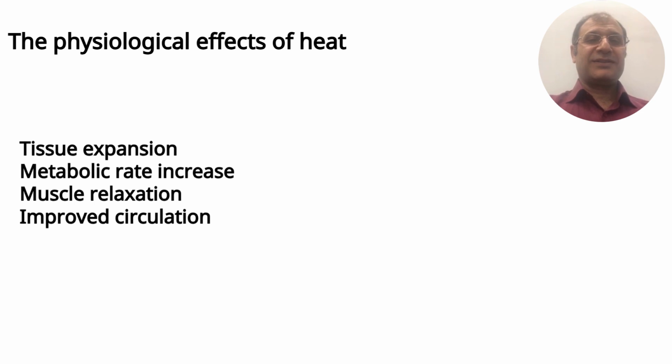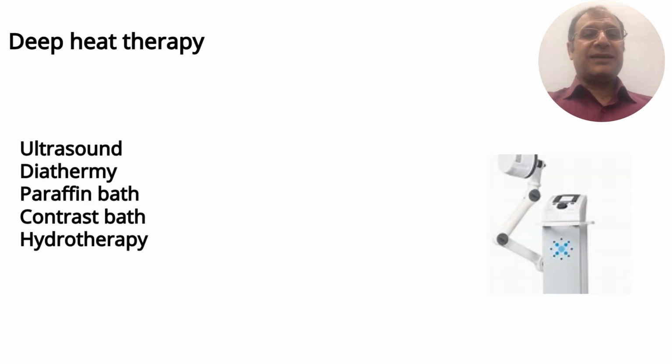The hypothalamus acts as the body's thermostat, regulating temperature by controlling blood flow, sweating, and shivering. Blood vessels expand, which is known as vasodilation, to release heat, and constrict, which is known as vasoconstriction, to conserve heat. Deep heat therapy. Ultrasound.